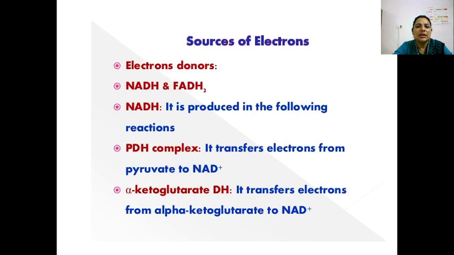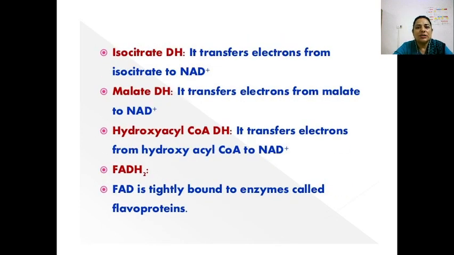Electron donors, that is NADH and FADH2. NADH is produced in the following reactions: the PDH complex, the transfer of electrons from pyruvate to NAD. Alpha ketoglutarate dehydrogenase transfers electrons from alpha ketoglutarate to NAD. Isocitrate dehydrogenase transfers electrons from isocitrate to NAD. Malate dehydrogenase transfers electrons from malate to NAD. Hydroxy acyl coenzyme A dehydrogenase transfers electrons from hydroxy acyl coenzyme A to NAD.